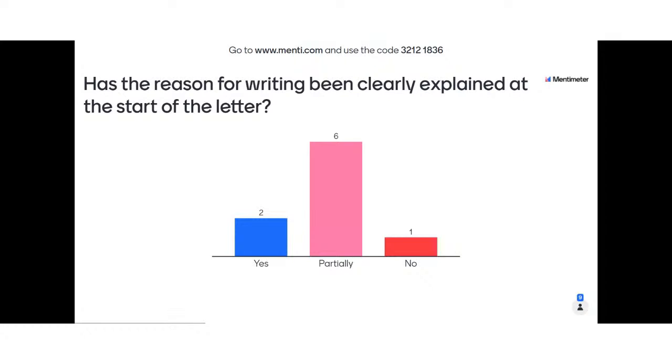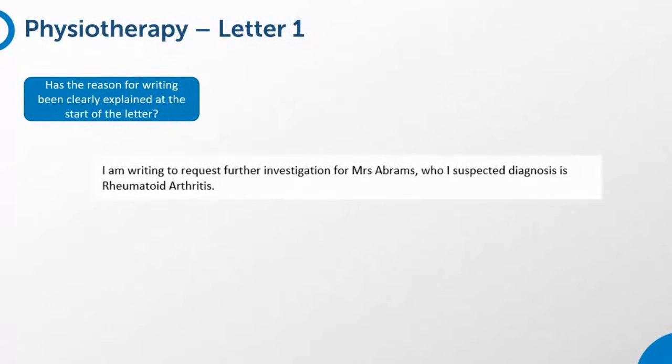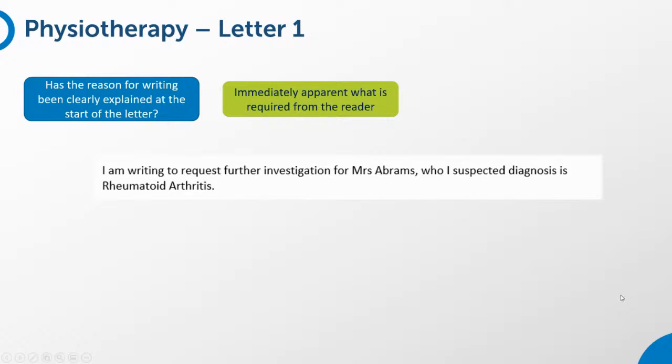All right, so the most popular response from both the poll and the chat was definitely partial. This is partially clearly explained. And what I would say is the reader certainly knows straight away why the letter has been written. So it's to request further investigation. And what is the high level requirement from them? So it's been written because the physiotherapist suspects a diagnosis of rheumatoid arthritis and is requesting further investigation.